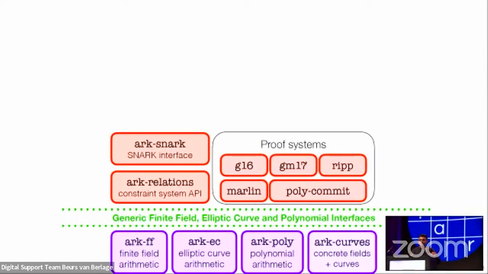Then we use these generic interfaces to provide first generic, there's a lot of generic in this slide, high-level interfaces for ZK-SNARK and constraint system programming, and instantiate these interfaces with concrete ZK-SNARKs such as Groth16, Marlin, and others not on this slide and not from us, but from other people, things like PLONK and so on.